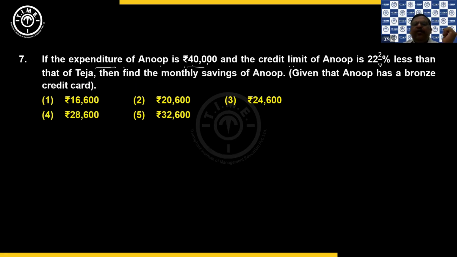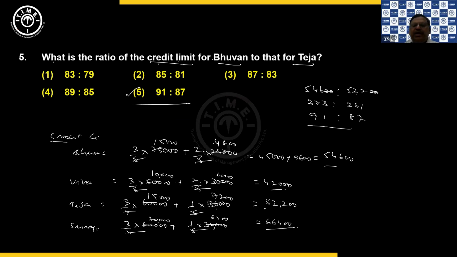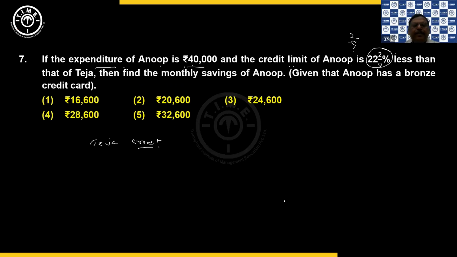If the expenditure of Anup is 40,000, and the credit limit of Anup is 2/9 less than Teja's. First of all, what is Teja's credit limit? You see, Teja's credit limit is 52,200. And Anup's credit limit is 2/9 less, which means, friends, can I say 7/9 of this? This is nothing but 7/9 of this.